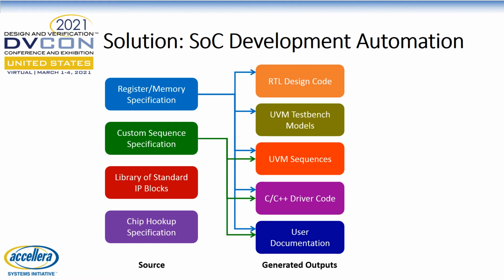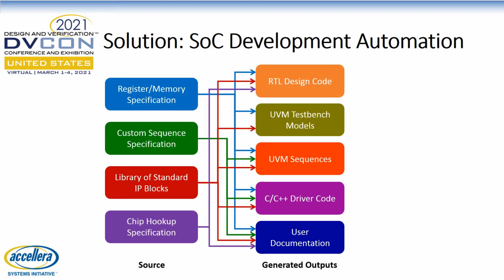If you have custom sequences in your design for the novel, non-standard portions of the design, you can define those in a way that you can generate the test bench sequences, the corresponding sequences in the C++ driver code, and again, documentation. For the standard portions of the design, you can have a library of standard IP blocks that again automatically generate all these different models that we've been discussing. And finally, for interconnection at the top level of the SoC, you can have a hookup specification that automatically generates the RTL design code for the top level of the SoC as well as associated documentation.